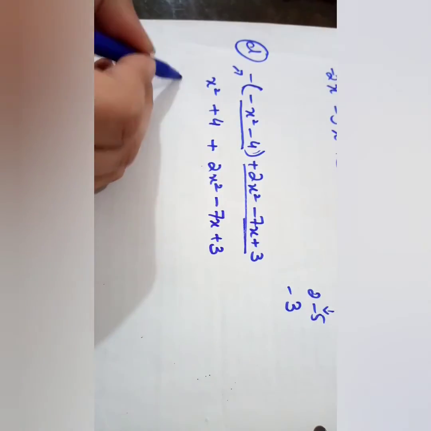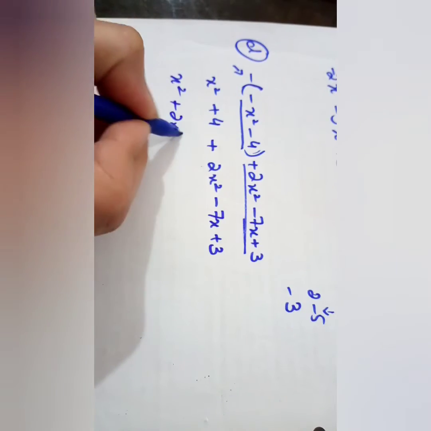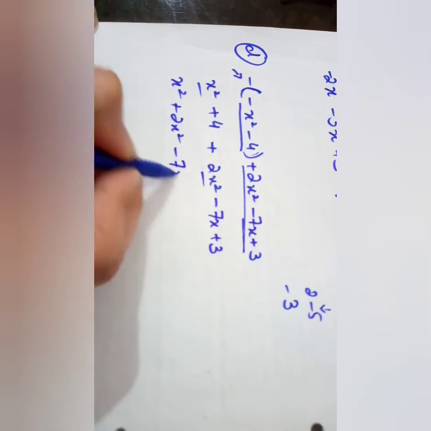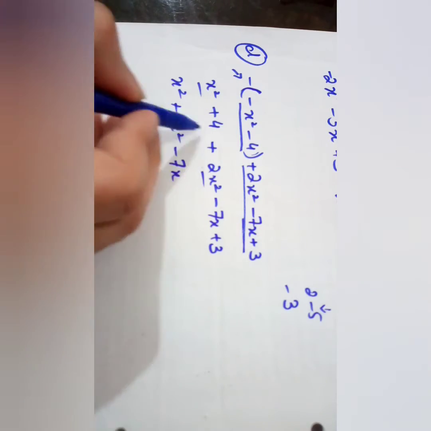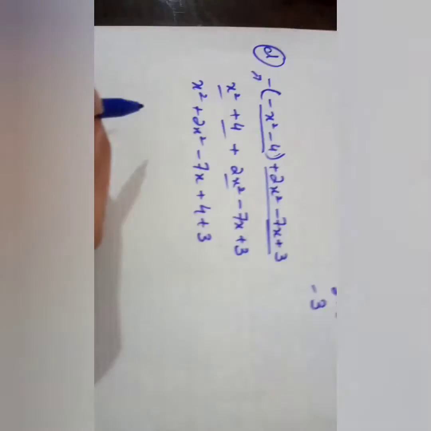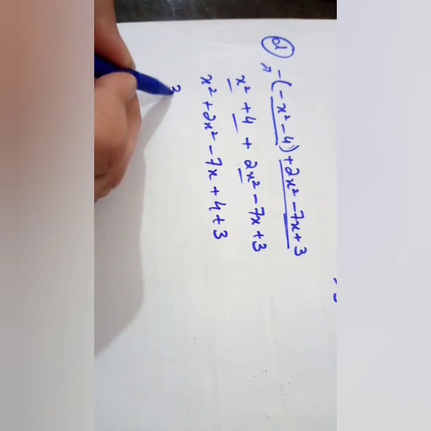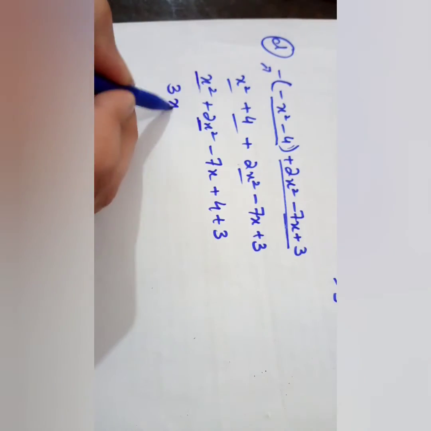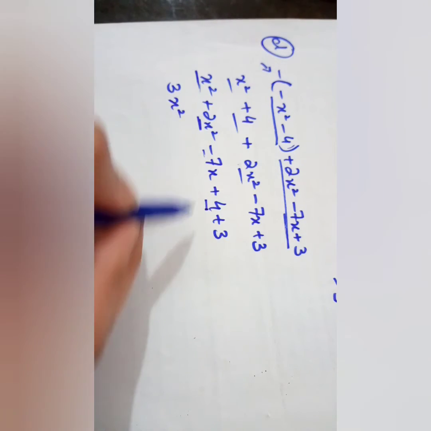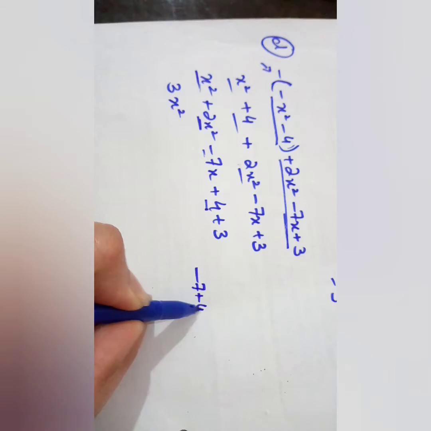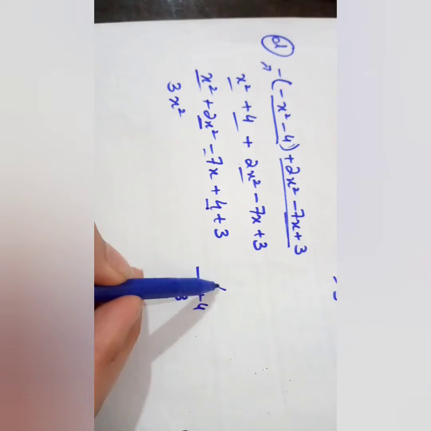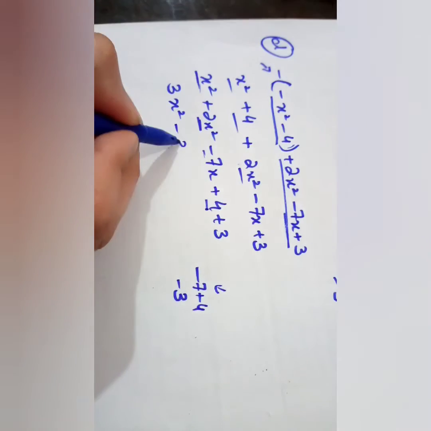Now arrange the variables: x square plus 2x square, same variables. Then minus 7x, there is no other x term. After that we move towards the constants, 4 plus 3. So 2 plus 1 is 3, and what is the base of this variable? x square. Minus 7 plus 4. So minus 7 plus 4 is 3. And what is the sign of the greater term? Minus. So minus 3.